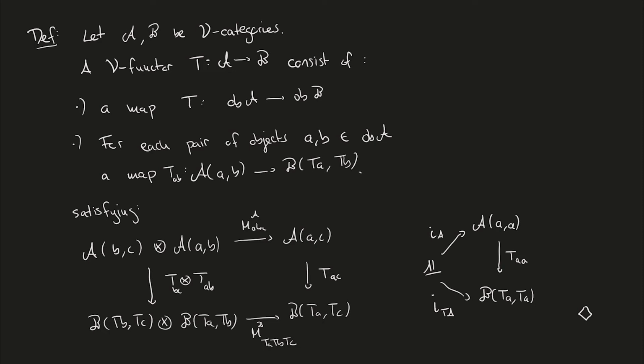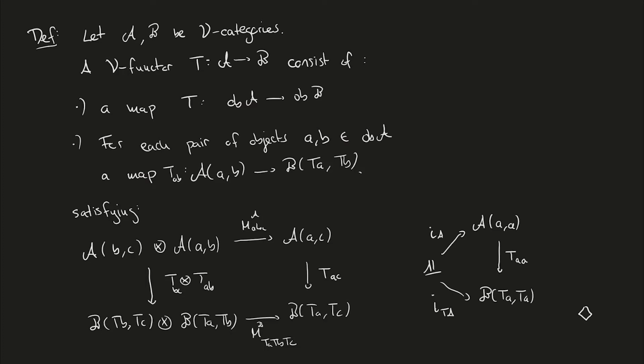Welcome back to this series of videos on enriched category theory. Last time we defined what a V-functor between two enriched categories is. We saw that such a V-functor, T, between enriched categories A and B consists of a map that maps the objects of A to objects of B, and for every pair of objects in A, we have a component map in the monoidal category V from the Hom object between A and B in A to the Hom object of the images of those objects in B.